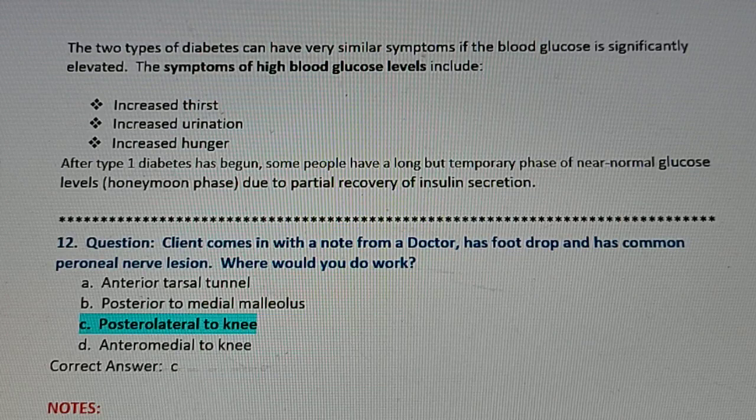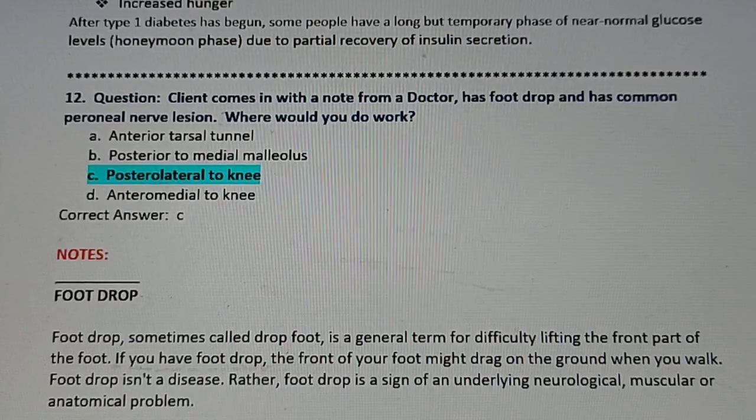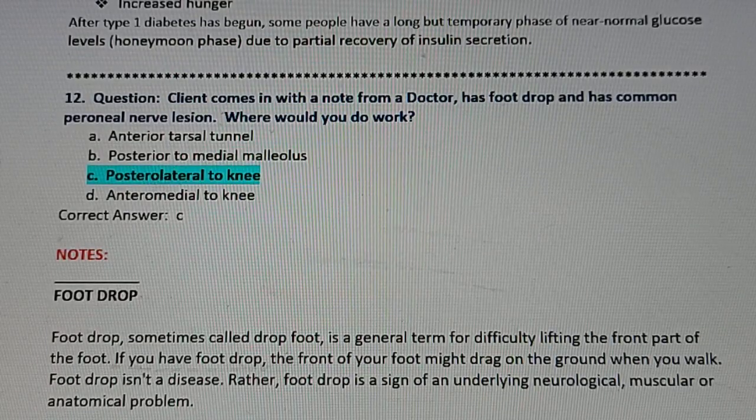Other information on diabetes, so just read on this. The next question is question number 12.